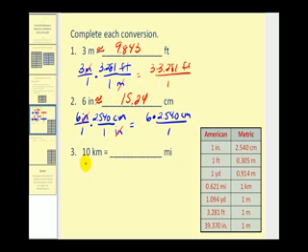And number 3, we want to convert 10 kilometers to miles. So we'll write 10 kilometers over 1, and then look for a unit fraction to do the conversion. And there is a conversion from kilometers to miles. 0.621 miles is equal to 1 kilometer. So we want kilometers in the denominator and miles in the numerator. And the conversion would be 1 kilometer is equal to 0.621 miles.